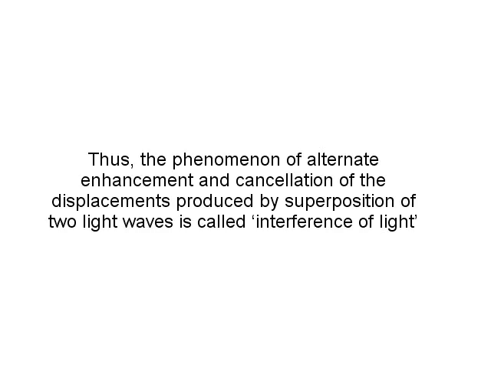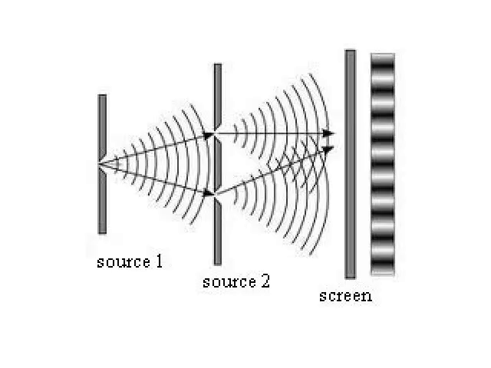Thus, the phenomenon of alternate enhancement and cancellation of the displacements produced by superposition of two light waves is called interference of light. Thus, due to interference of light, we get alternate bright and dark bands. This pattern is called interference pattern of light. If this pattern is steady or remains unaltered with respect to time, it is called steady interference pattern.